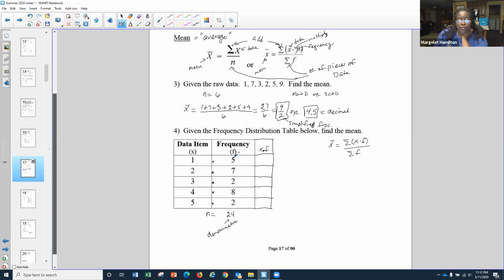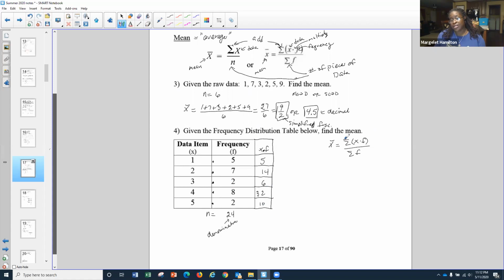All right, so here we are. 1 times 5, 5. 2 times 7, 14. Does everybody see what we're doing? Okay, pause the tape and finish it up. Okay? All right, so now here we are. Finishing up, we should have a 6 here. 8 times 4 gives us 32, and then 5 times 2 is.